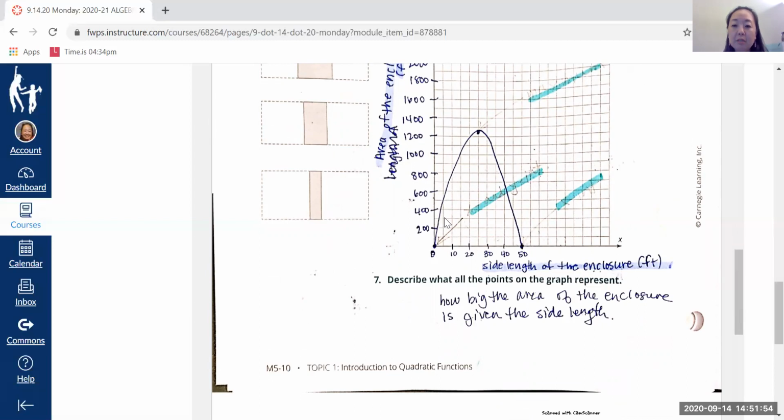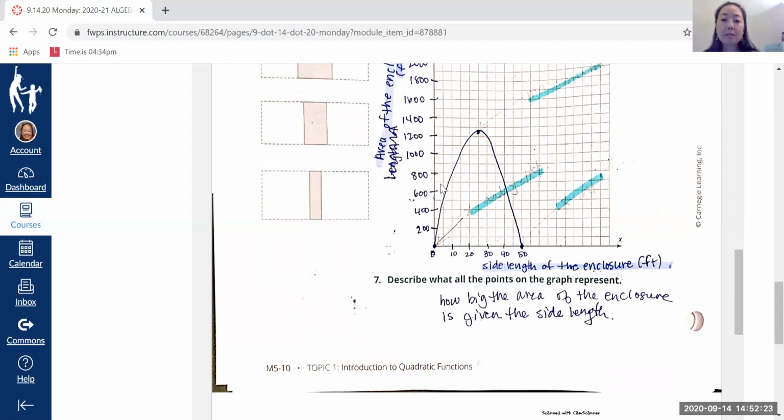All right, it says describe what all the points on the graph represent. So all these points, I just wrote down how big the area of the enclosure is given the side length. So if you know the side length, we're gonna be able to find out what that area is. Okay, so if it's at 10, sorry, this is not really accurate, so don't quote me that it's 800, but it would be whatever this point is actually, because I just sketched it. I wasn't accurate on every point, but if you go on Desmos, every point you have on there would be accurate. Okay, this is just a sketch.